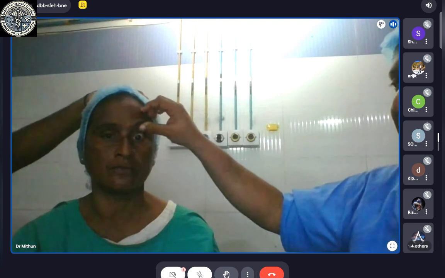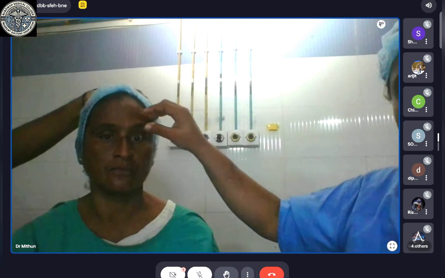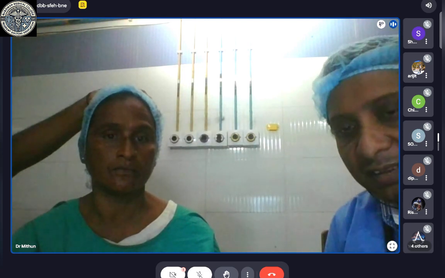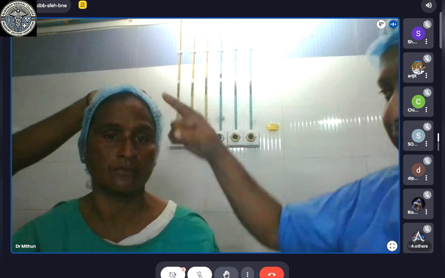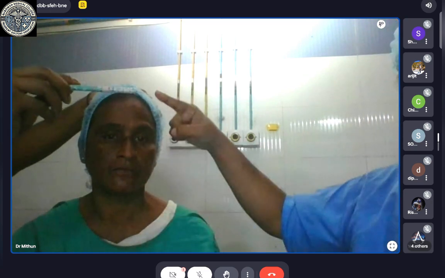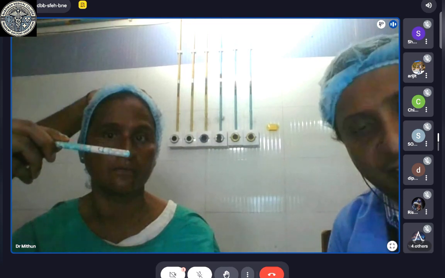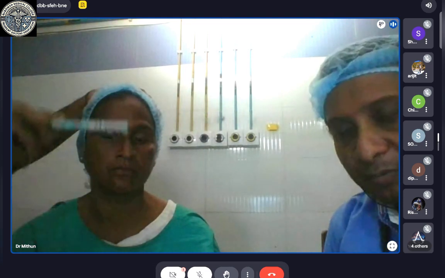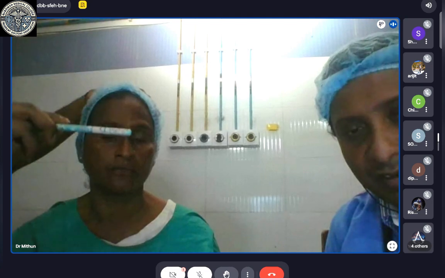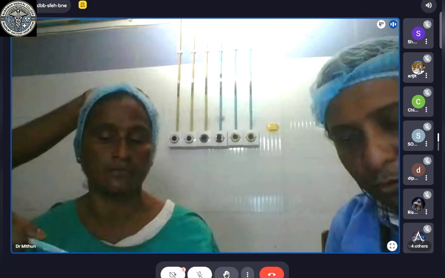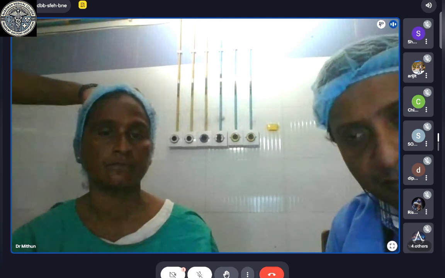Now, if the upper eyelid is retracted, the levator palpebrae superioris muscle will be contracted. So if you ask the patient to follow your finger movement, there are two structures: one is the eyeball, one is the eyelid. Up to this point, the eyeball is not restricted, so the eyeball will move and follow your directions.